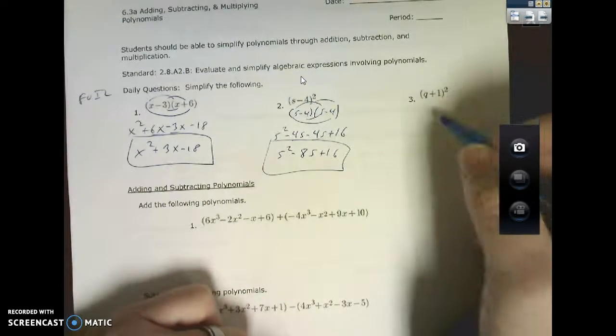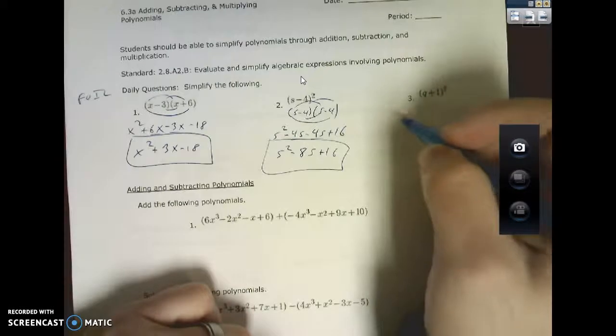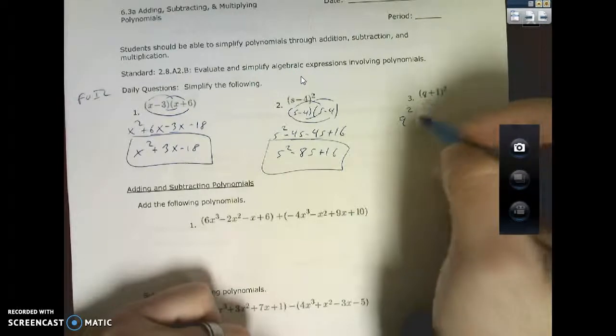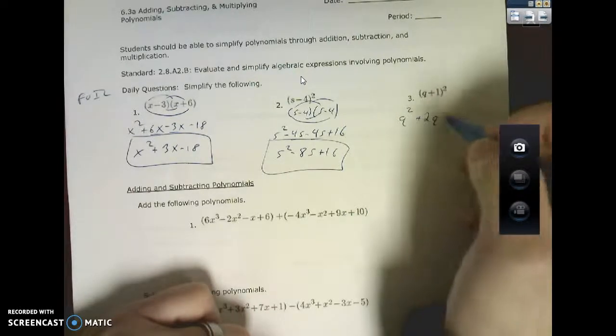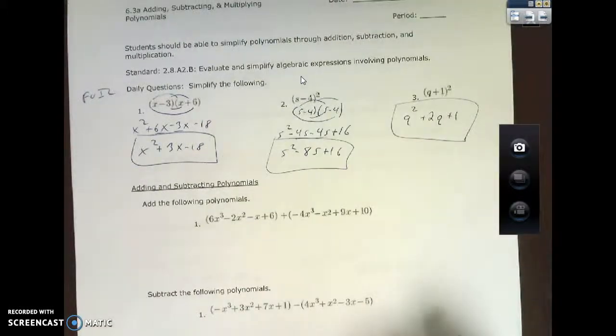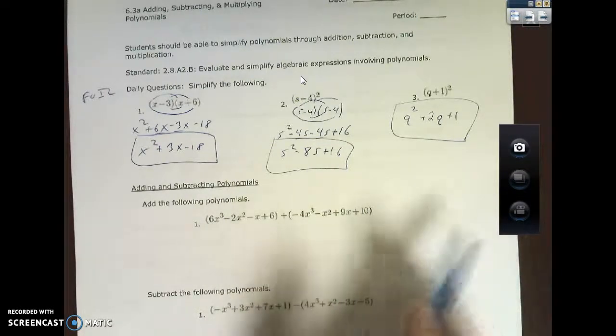Now here's a little shortcut for you guys. If you ever have a quantity squared like this, square your first term. Multiply these two together. Q times 1 is just Q. Times it by 2, 2Q. And then 1 squared is just 1. That's the shortcut. I mean, you either know it or you don't. If you need to write it out, foil it, and go from there.